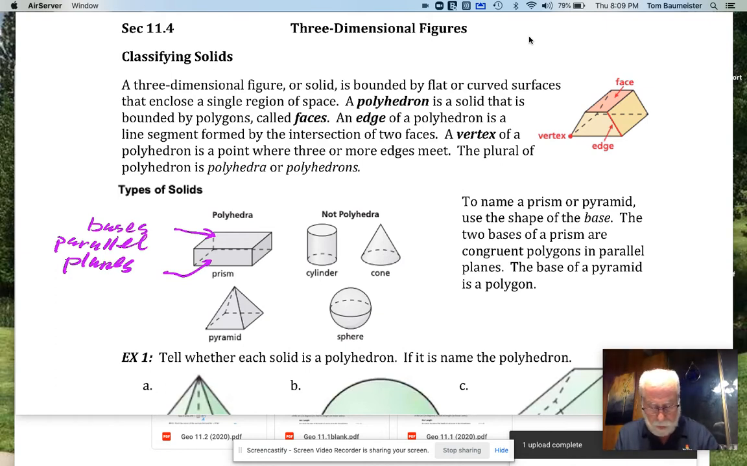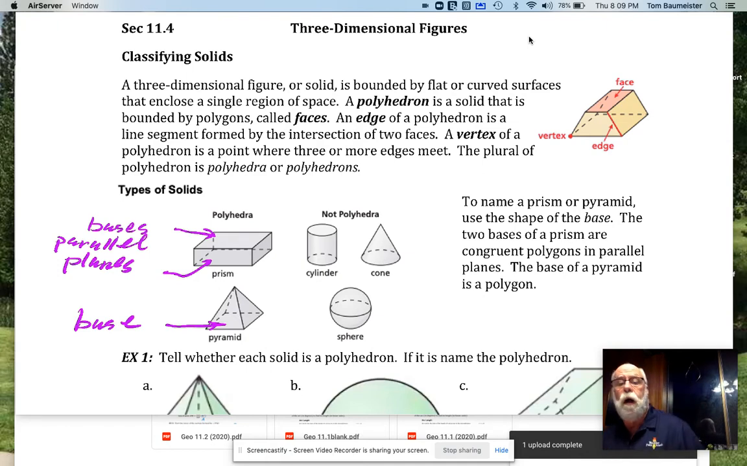And then for a pyramid, you're only going to have one base. Sorry, let me get back to my purple. You're only going to have one base, and usually on a pyramid, it's going to be on the bottom. So think of a pyramid as something that comes to a point, right? And on here, they're usually triangles. So on this one here, the base is the bottom, okay? So let's go ahead and name a couple here and see.